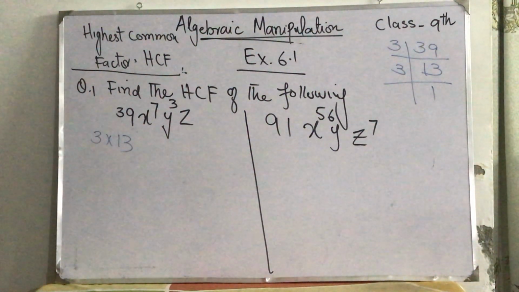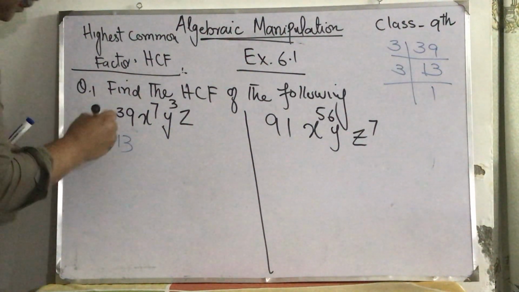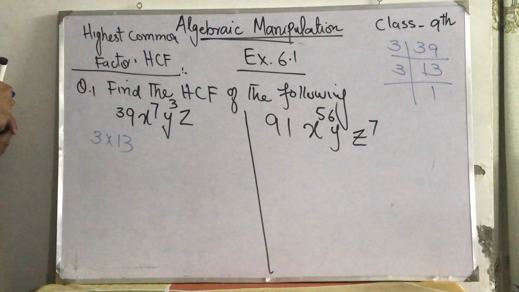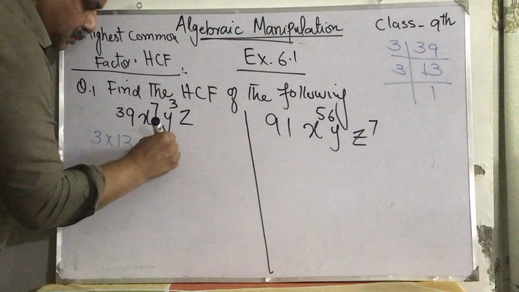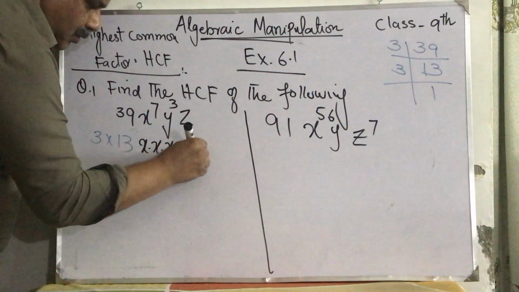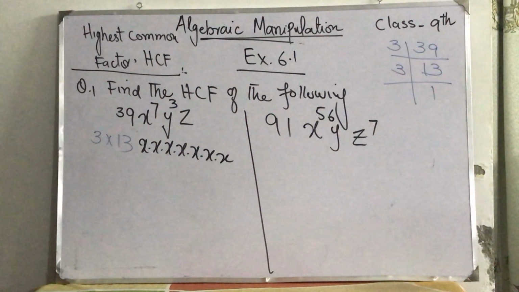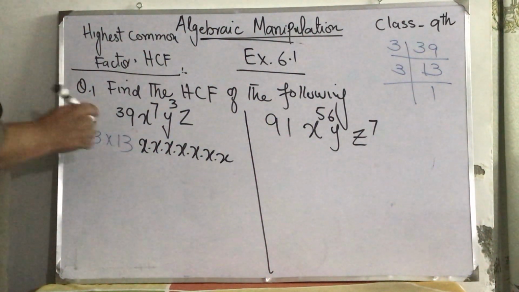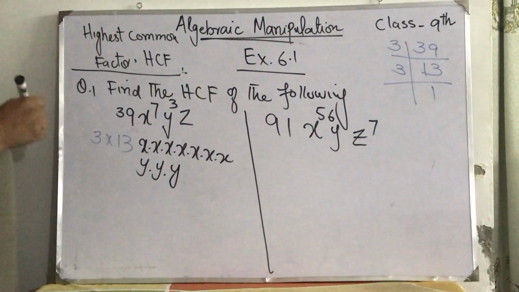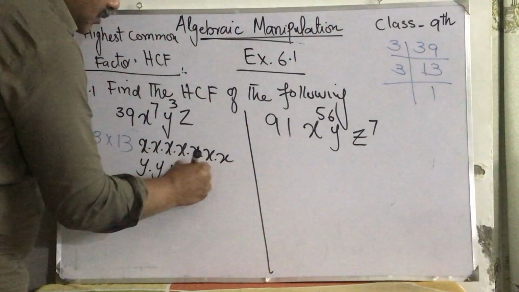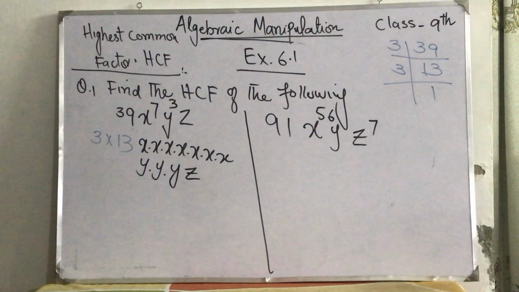Similarly, how many times x? 7 times. So we write x 7 times here: 1, 2, 3, 4, 5, 6, 7. Now, how many times do we have y? Y cube, 3 times y. So we write y into y into y. How many times do we have z? Z we have 1 time. So we write the factors of 39 x^7 y^3 z.